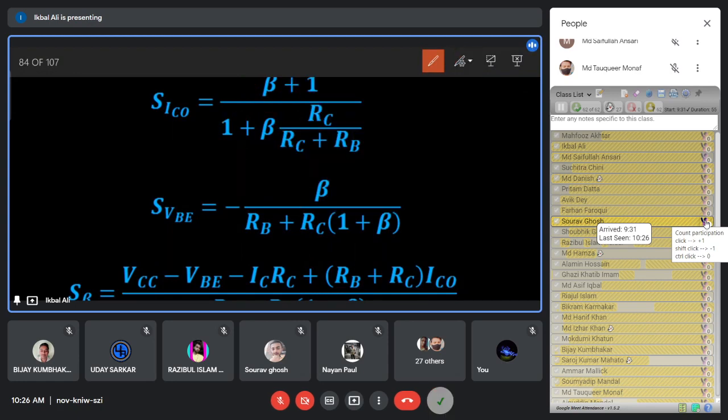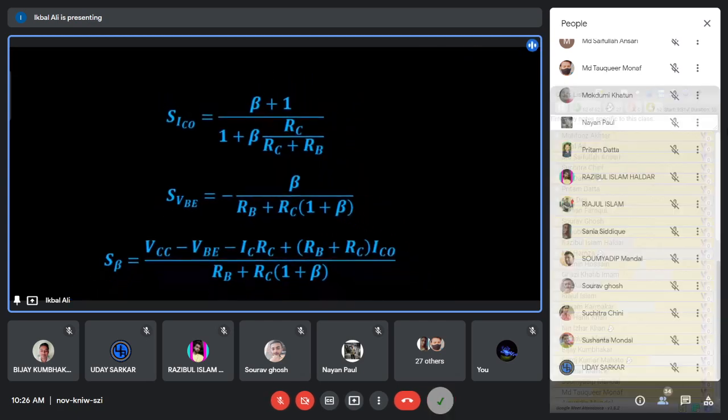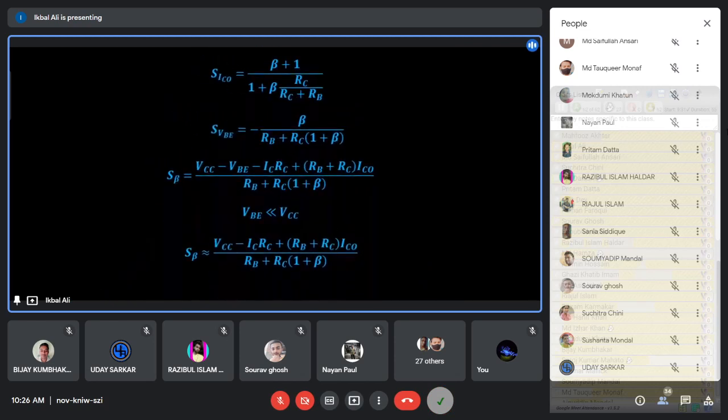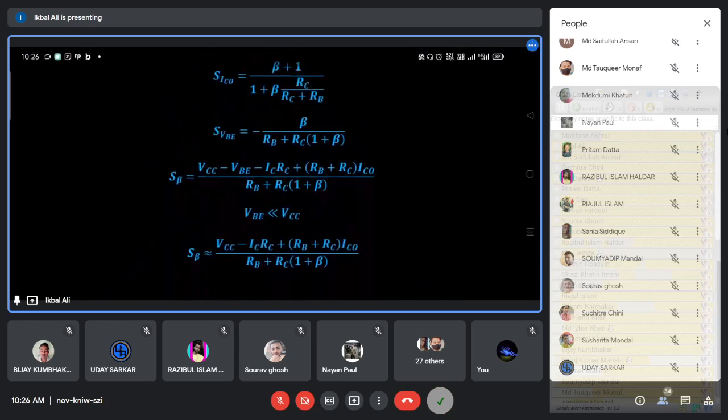I hope you have understood why the collector to base bias circuit is used, and why the stability is improved. Similarly, I have explained the fixed bias circuit here. I compared the fixed bias circuit with respect to the collector saturation current. And next, we will discuss the other stability factors.